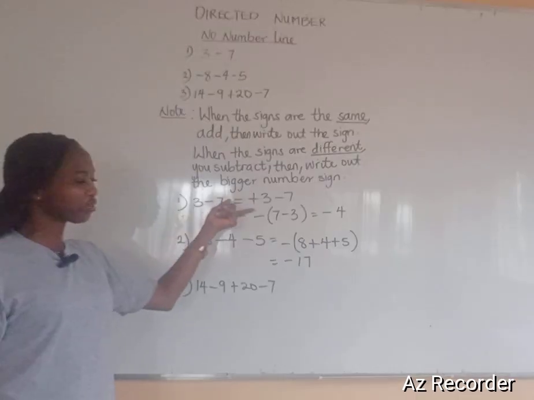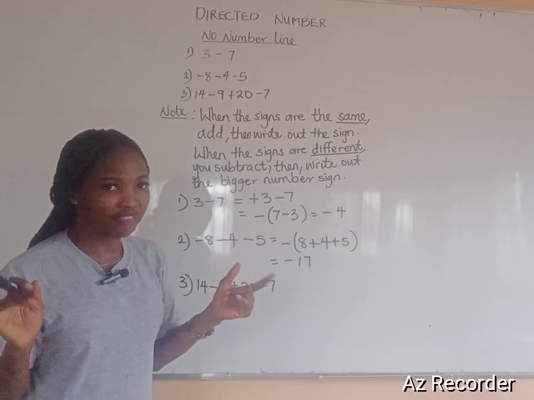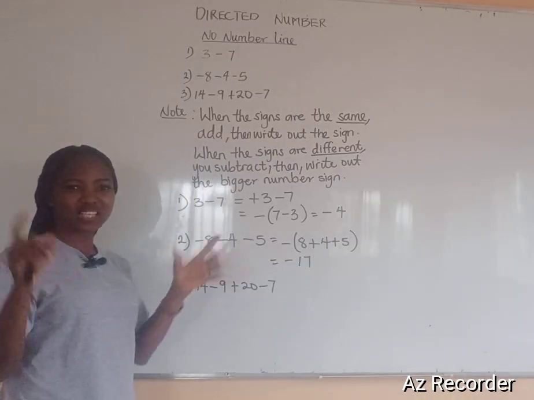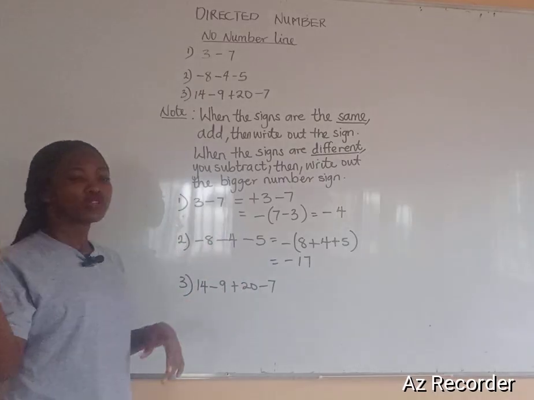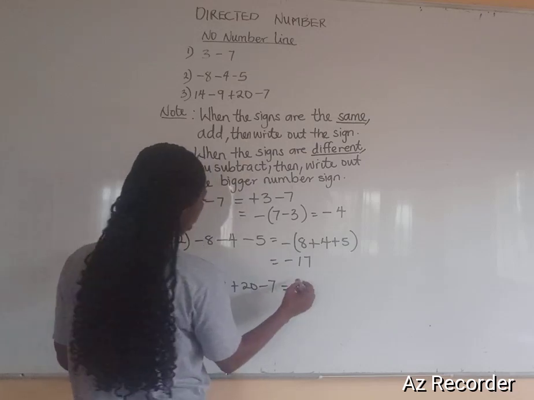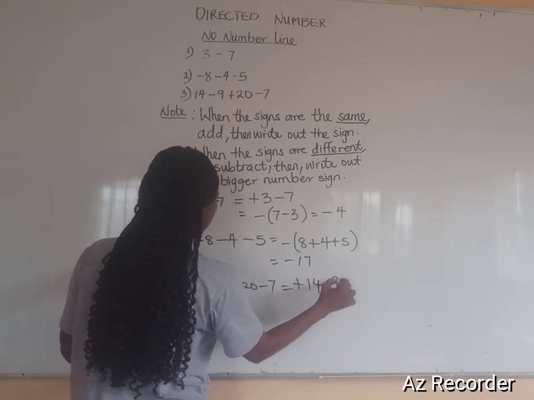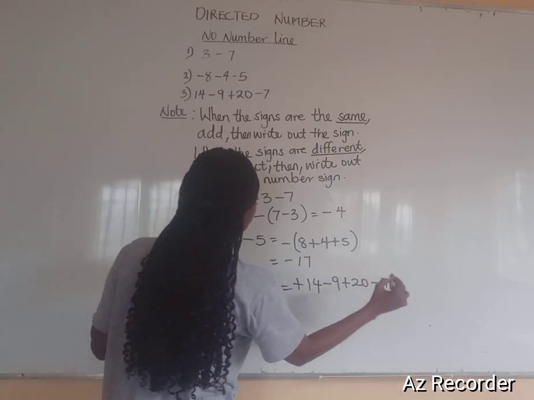No, it is actually a positive sign, because all numbers have a sign, and when the sign is not given, it has an invisible plus in it. So I'm going to rewrite this so that I can show all my signs. So I have my plus 14 minus 9 plus 20 minus 7.